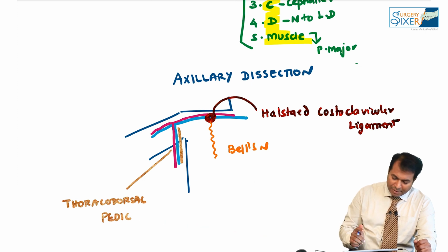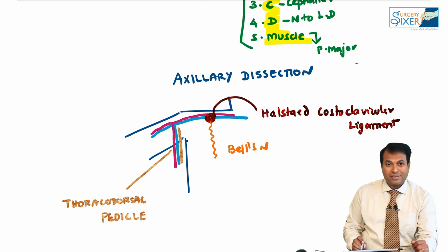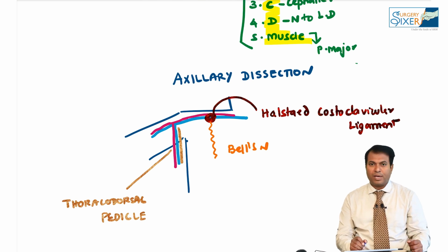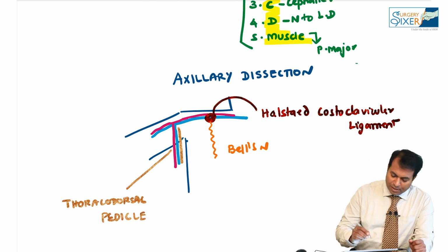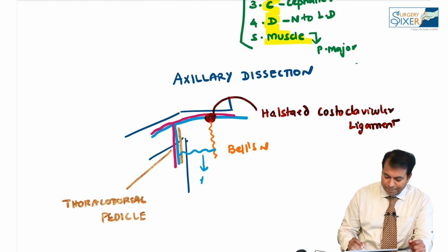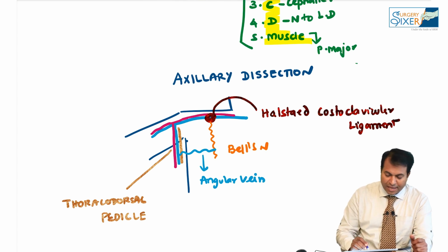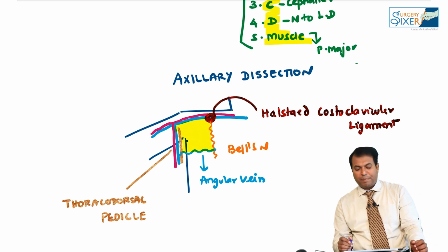If you damage this nerve, that's all. The thoracodorsal nerve, if damaged, latissimus dorsi will lose its nerve supply. So please remember, thoracodorsal should be preserved. And the inferior most boundary is what? Usually you will get confused in this only. It is angular vein. So in an axillary dissection, the structures that act as boundaries are: superiorly axillary vessels, medially Bell's nerve, inferiorly angular vein, laterally thoracodorsal pedicle.